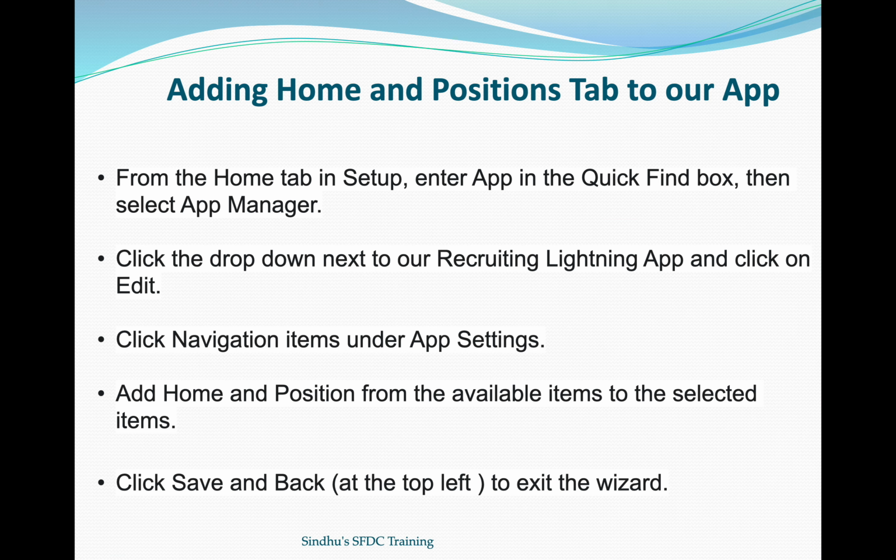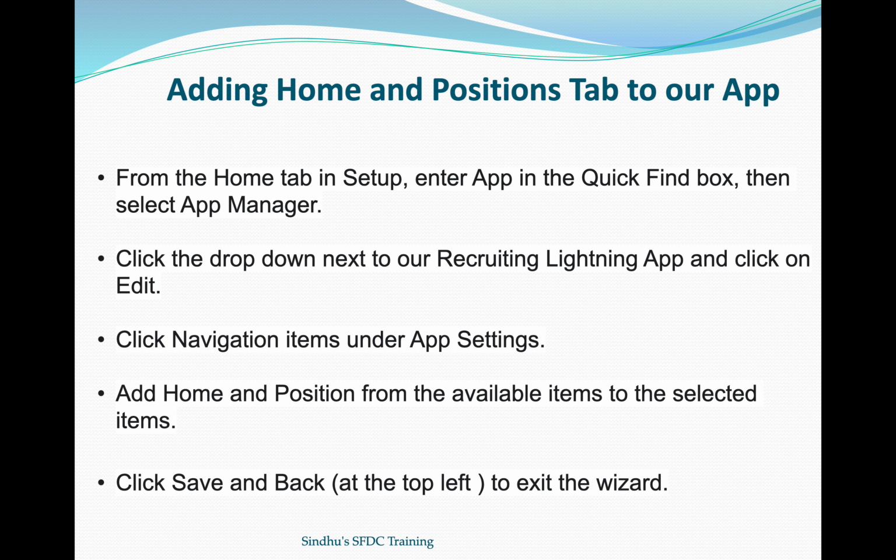Okay. Now we are going to add home and positions tab to our app. How to add home and positions tab to our recruiting app? From the home tab in setup, you have to enter app in the quick find box. Then you have to select app manager, and you have to click the drop down next to your recruiting lightning app, and you have to click on edit.